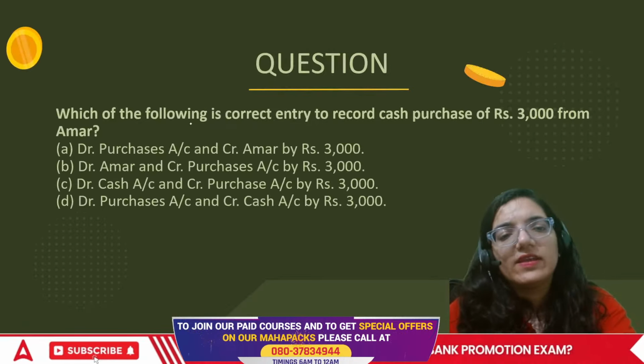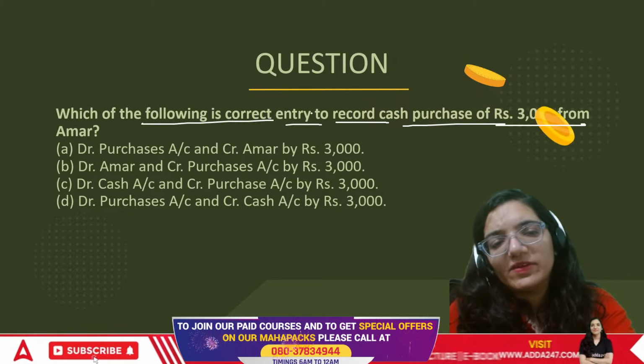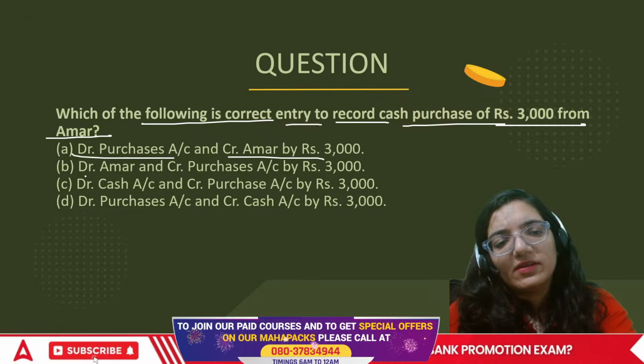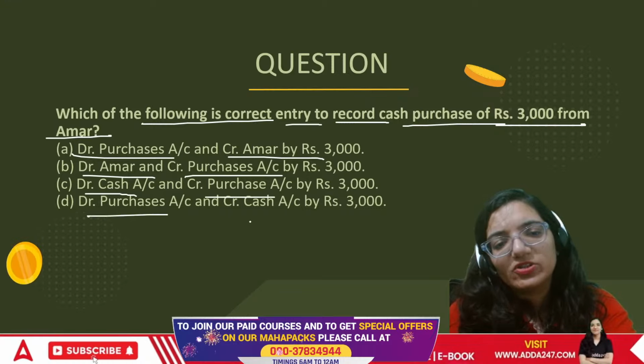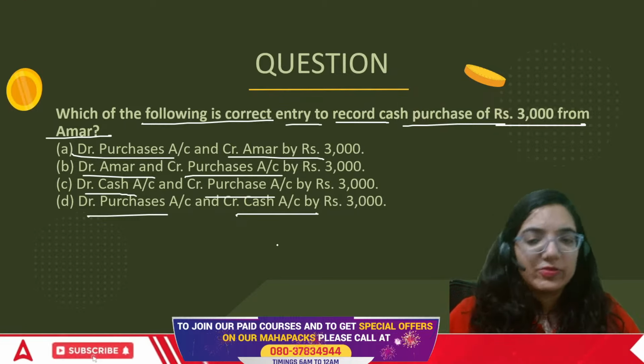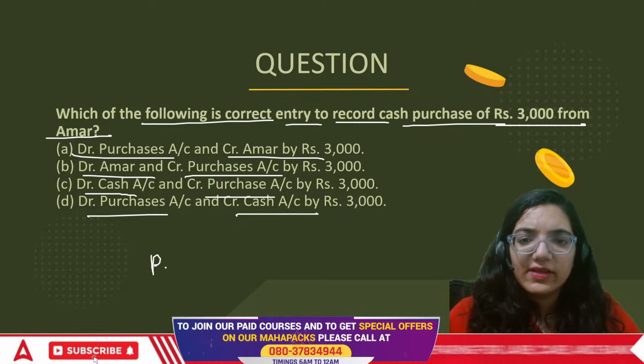Which of the following is the correct entry to record cash purchases of rupees 3,000 from Amar? Debit purchases account, credit account Amar; purchases and cash; or cash and purchases. Which of the following is the correct entry to record cash purchase? We are recording a cash purchase now. So it's going to be a cash purchase.